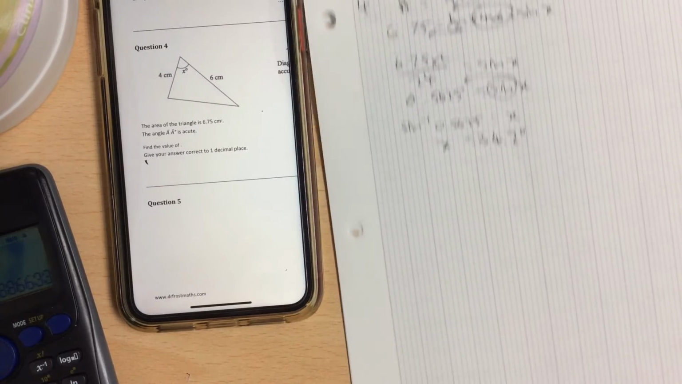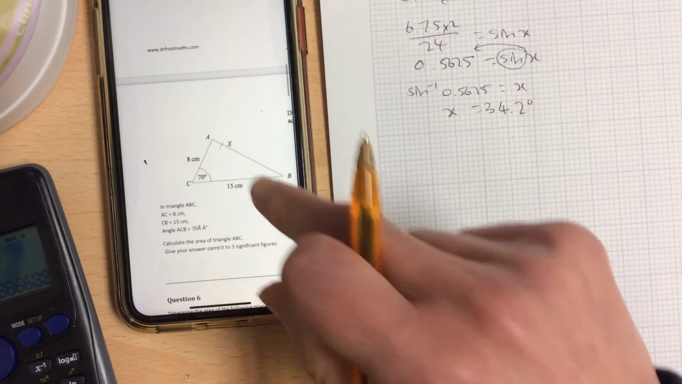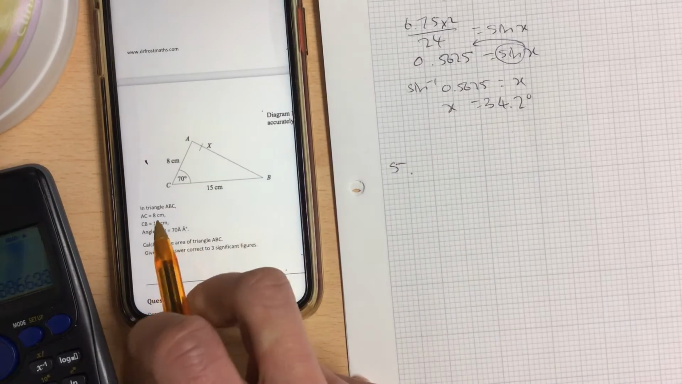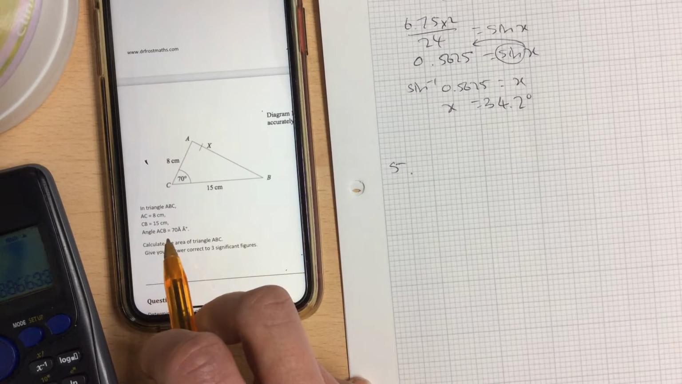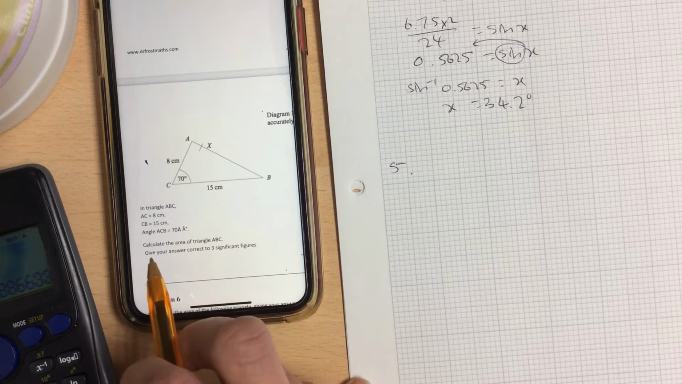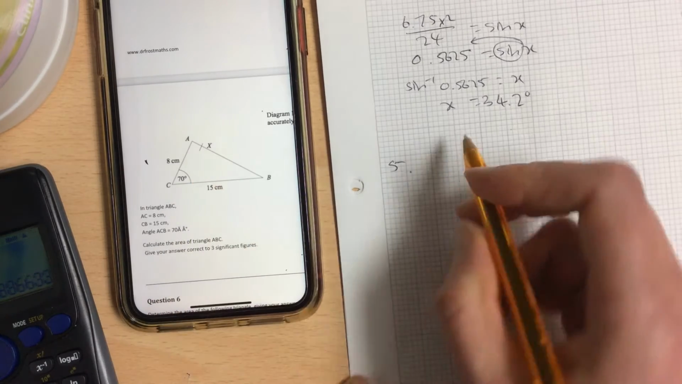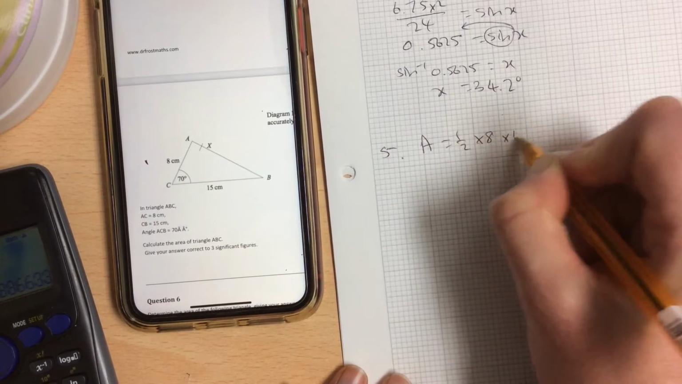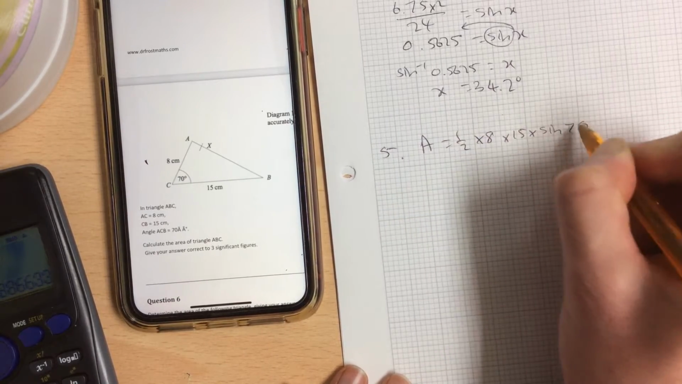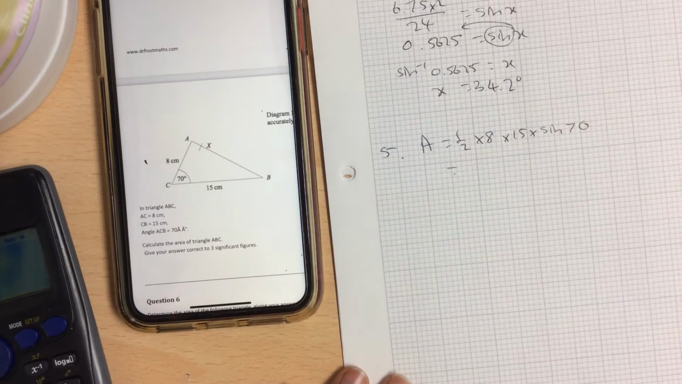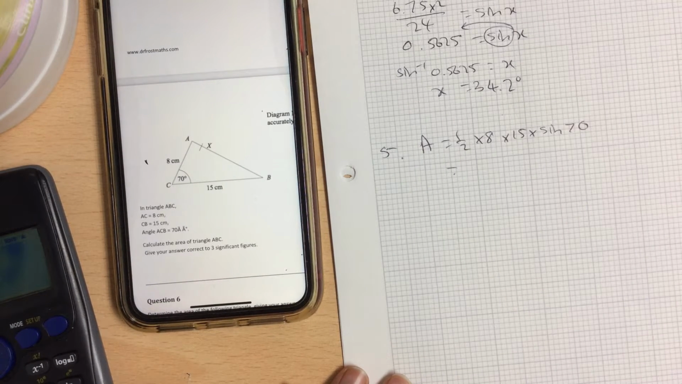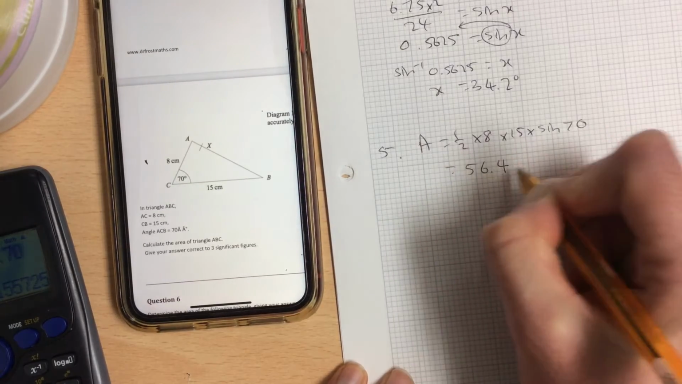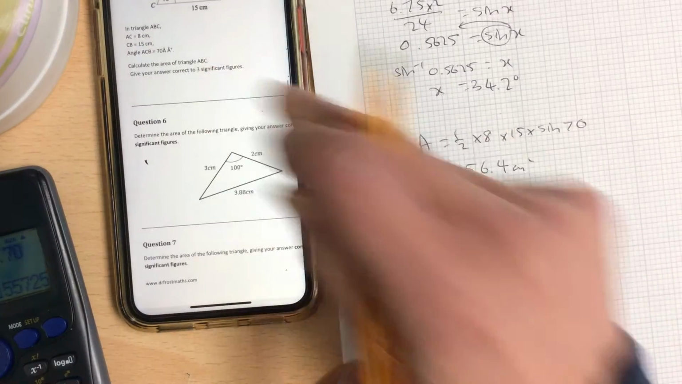Okay, let's see what the next question 5 is. Right, what have we got going on here? In a triangle ABC, angle ABC is 7. I don't know what all that wee waffle is there. Calculate the area. So I don't know what that x is, so we don't need it. Area equals a half the two sides times sine the angle between them. So 0.5 times 8 times 15 times sine the angle between them gives you 56.4 centimetres squared.